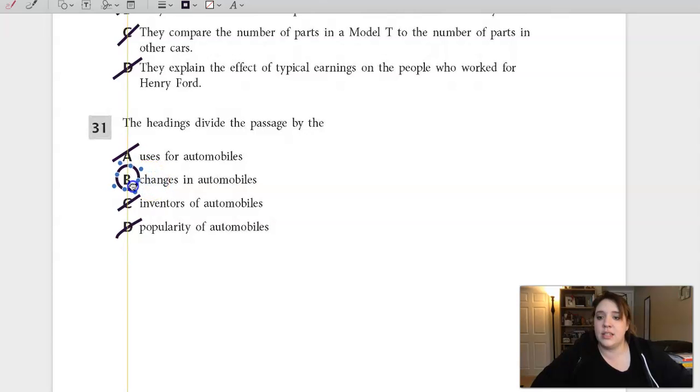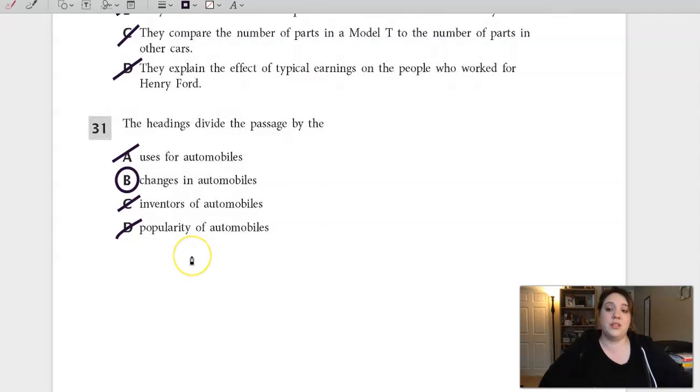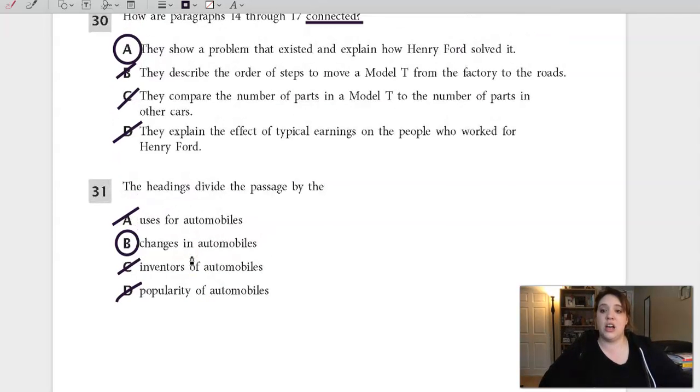So again, this is how you guys can change it up a little bit and figure out if your answers are right. But so far, using elimination has helped a lot.